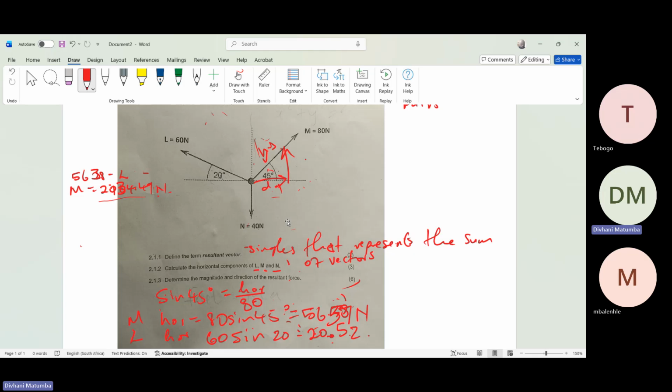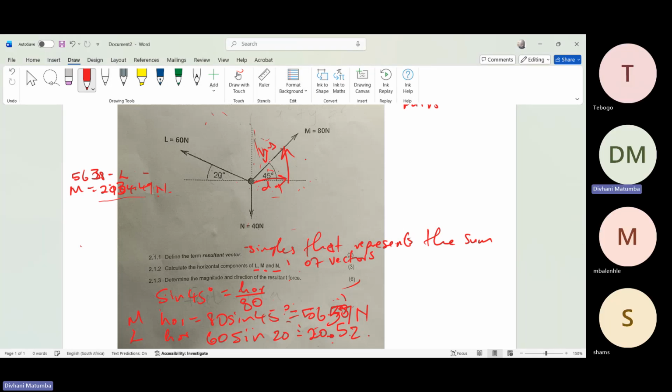Or if you want to prove it, it's fine. So do you agree that the angle that you are using is the angle that the force makes with the horizontal? For instance, when you were calculating the horizontal force of M, you were calculating using the angle that M makes with the horizontal. Do you agree? Yes. The angle that N makes with the horizontal, do you agree that it is 90?